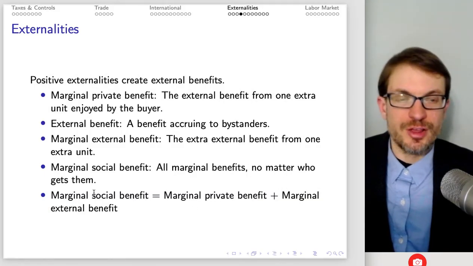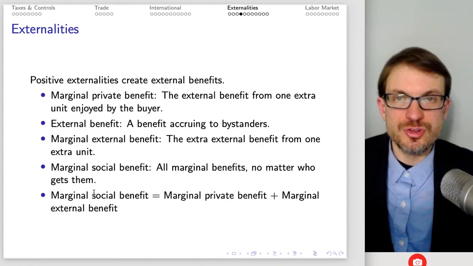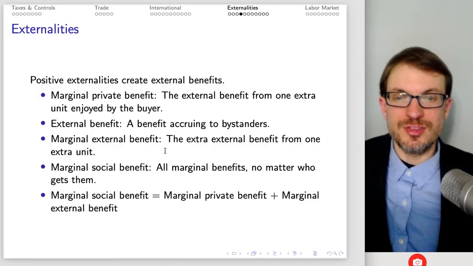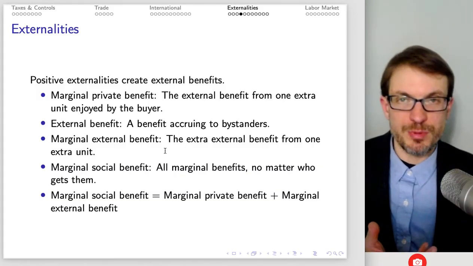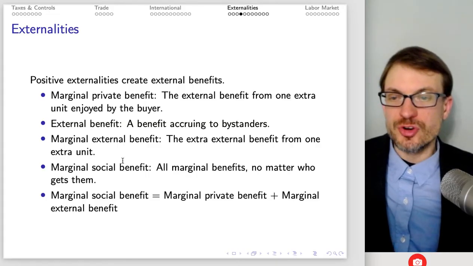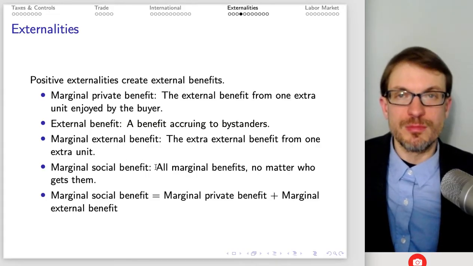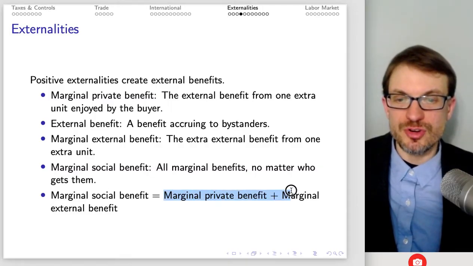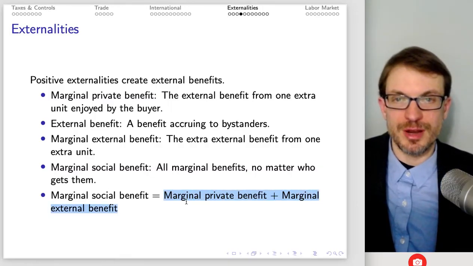Positive externalities create external benefits. The marginal private benefit is the benefit from one additional unit that affects the buyer. External benefit is a benefit accruing to bystanders. The marginal external benefit is the additional benefit befalling our bystander. Marginal social benefit collects all the marginal benefits, no matter who's receiving them. So the marginal social benefit is marginal private benefit plus the marginal external benefit.